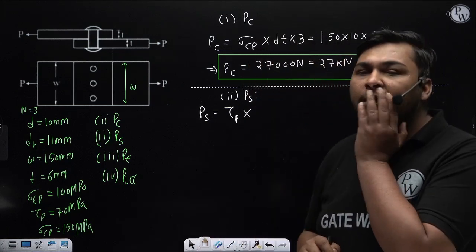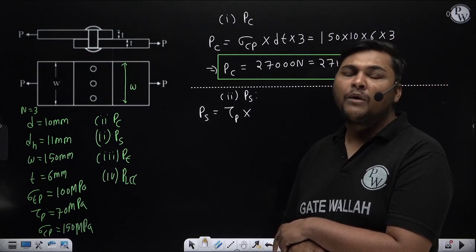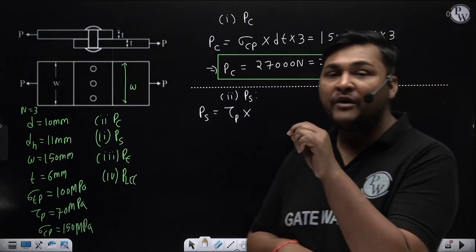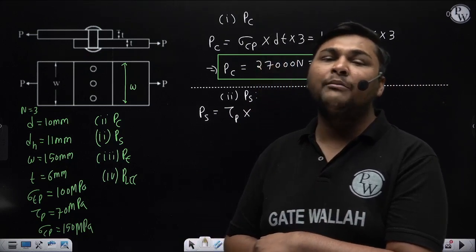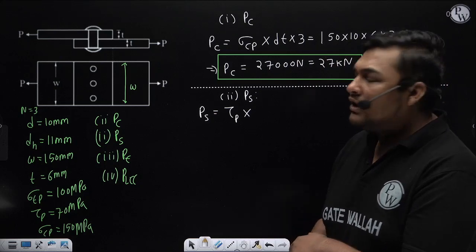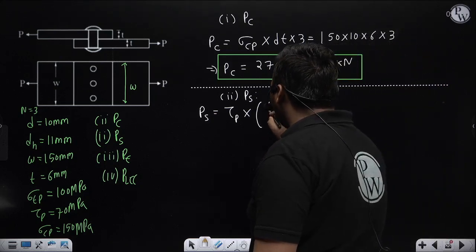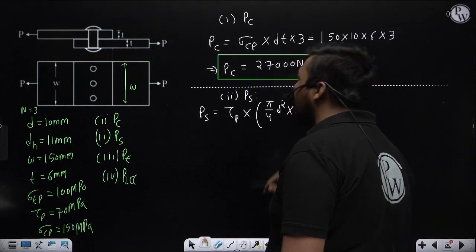For that, we will calculate the shear area of one rivet. Now, how to calculate the shear area of one rivet? The formula to calculate the shear area of one rivet is pi by 4 d square, where d is the diameter of the rivet, into k, where k is the number of shears. If it is single shear, k will be 1. If it is double shear, k will be 2. So the formula to calculate the shear area of one rivet is pi by 4 d square into k. And here, the value of k is 1 or 2.